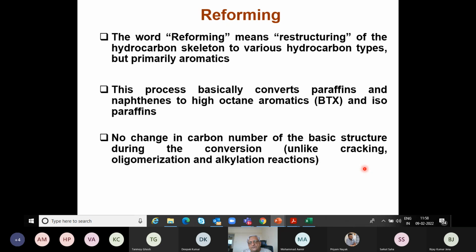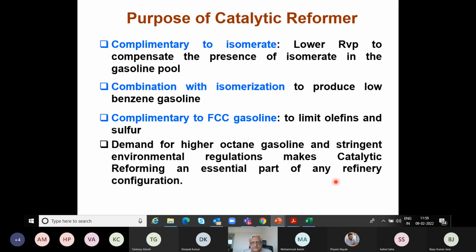Typically what we do is convert paraffins, mostly normal paraffins, and naphthenes like cyclopentanes and cyclohexanes, to aromatics, because aromatics have high octane. So this process converts paraffins to aromatics as well as to isoparaffins, and naphthenes primarily to aromatics. There is no change in carbon number, unlike other process units like catalytic cracking or hydrocracking.